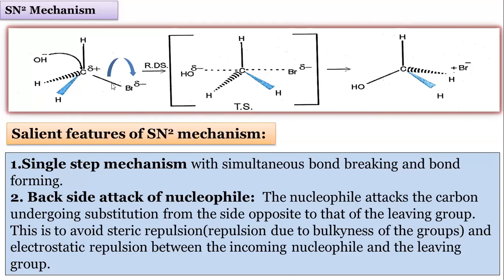This Br is a leaving group. It will be removed and the C-OH bond is formed. There is no steric repulsion or steric hindrance. It is very easy for the nucleophile to attack from this side. So backside attack of the nucleophile is the second salient feature.